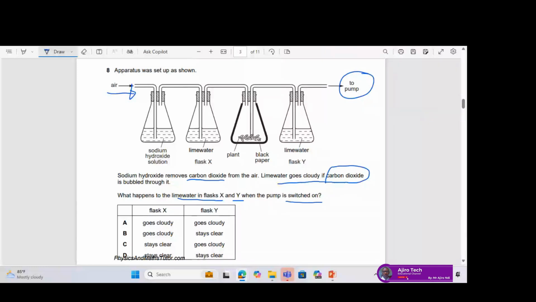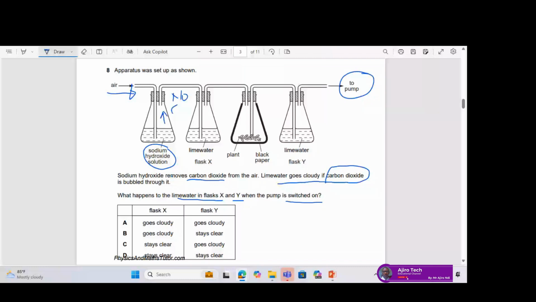Because for X, lime water gets cloudy if carbon dioxide has bubbled through it, but then the sodium hydroxide removes carbon dioxide from the air, so it can't go cloudy if there's no carbon dioxide. So since sodium hydroxide removes carbon dioxide, it means the air passing through this way has no CO2.